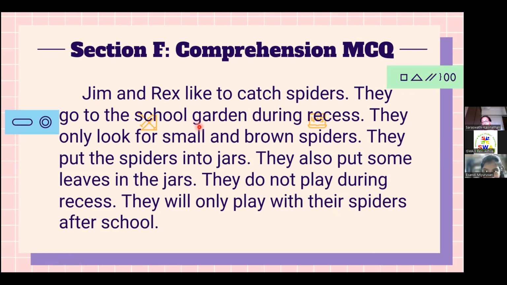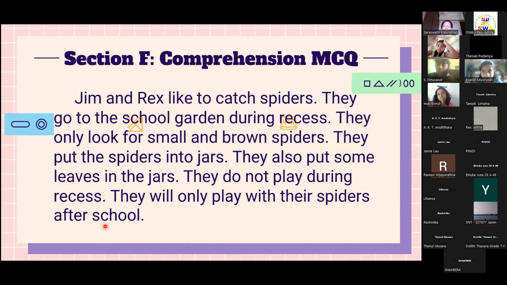So this is a very simple story. What is the main idea of the story? Can anybody tell me what is the main idea of the story? What is the story about? It's about Jim and Rex. Yes, definitely it's about them. Jim and Rex like to catch spiders. Yes. So the main idea is they like to catch spiders, and what do they do? They are playing with the spiders. Yes. So that is the main idea of this whole story.